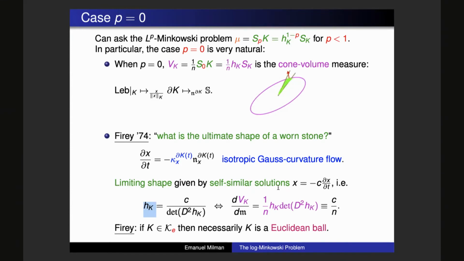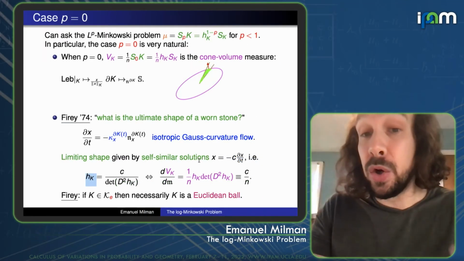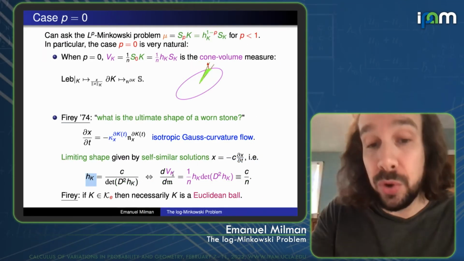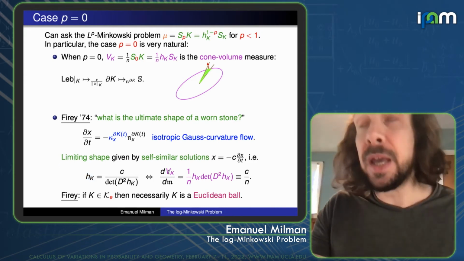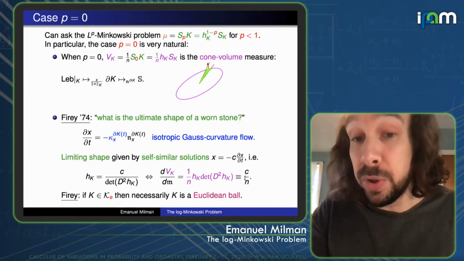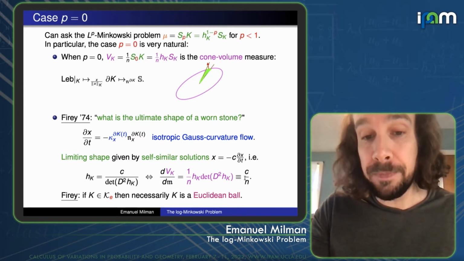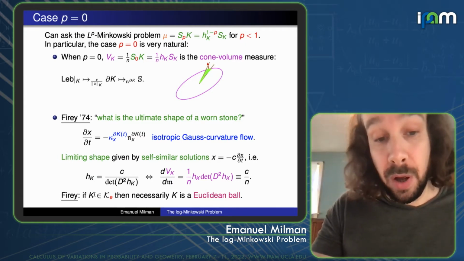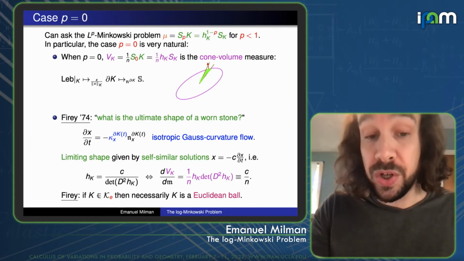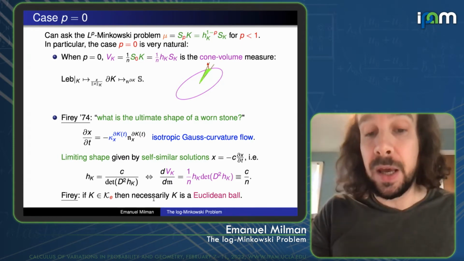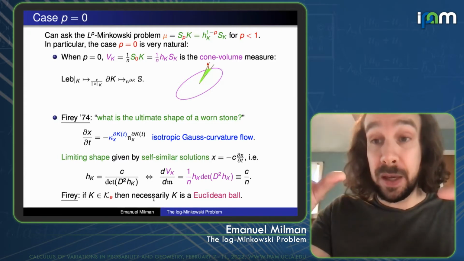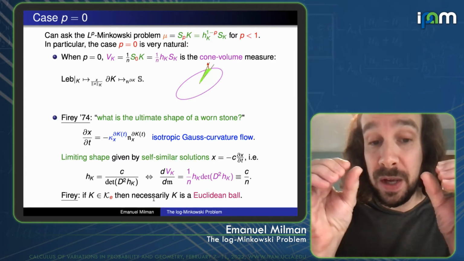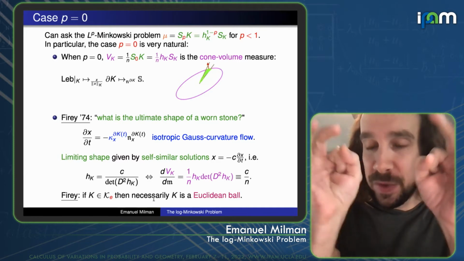Okay, so this means that self-similar solutions exactly coincide with solutions to the question of for which convex bodies is the cone volume measure just a multiple of Lebesgue. Okay, and indeed, Firey showed that whenever the convex body is assumed to be origin-symmetric, then necessarily K has to be a Euclidean ball. There are no other solutions, which means that his stone really erodes as it evaporates to a single point.